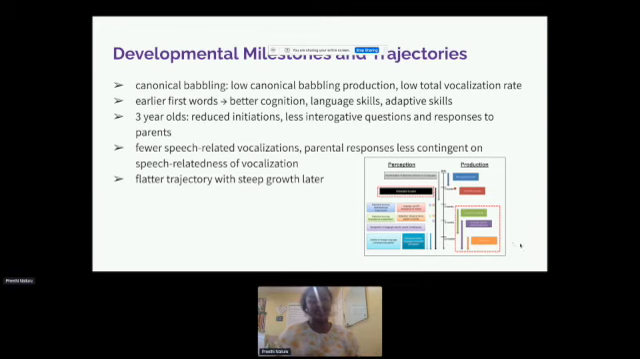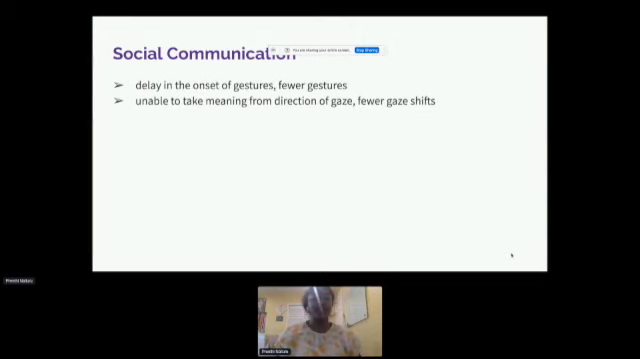This picture here summarizes what I've said before: they show reduced orientation to name, and that comes later, and canonical babbling and first words. Social communication is also important. If I, as a young child, point to a cup, my mom would say, "Oh, that's a cup." So then I would learn that that's a cup.